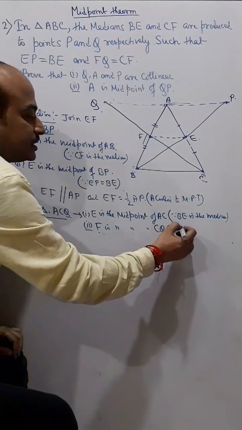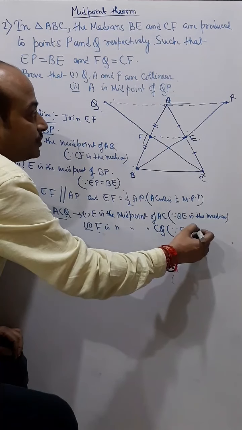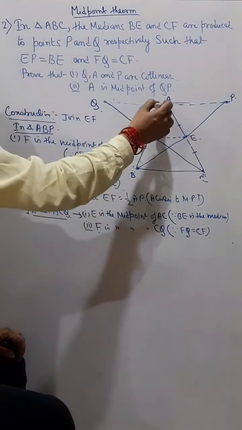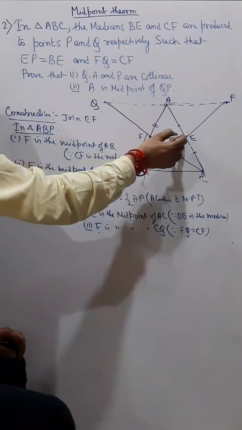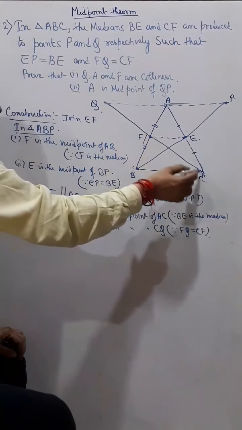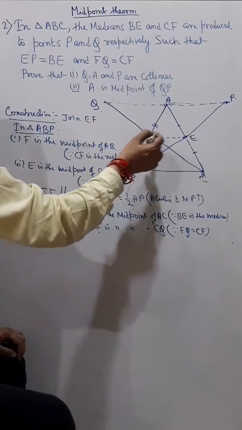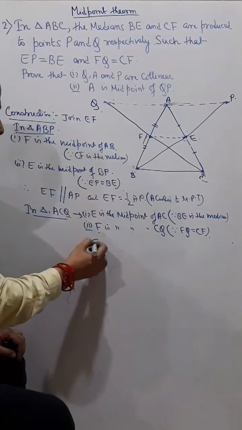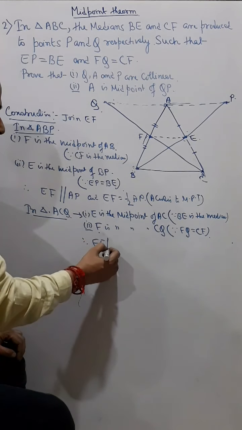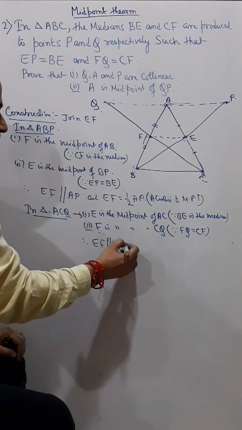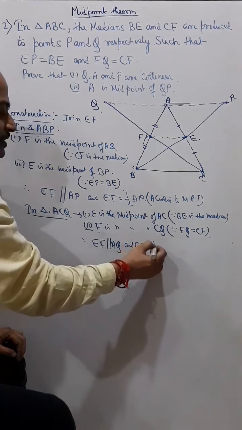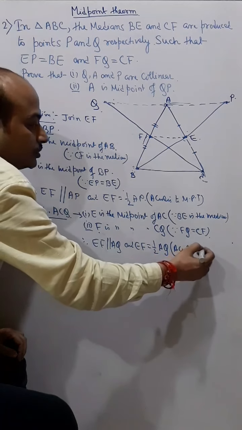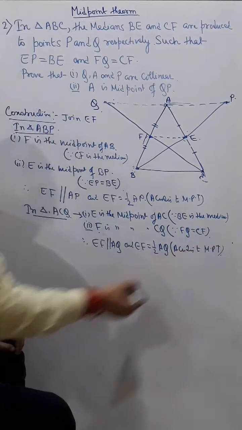So since FQ is equal to CF, here also you can understand in this triangle we got E is the midpoint of AC and F is the midpoint of CQ, and now we can say that EF is half of AQ and EF is parallel to AQ. So therefore EF is parallel to AQ and EF is half of AQ, same according to the midpoint theorem.